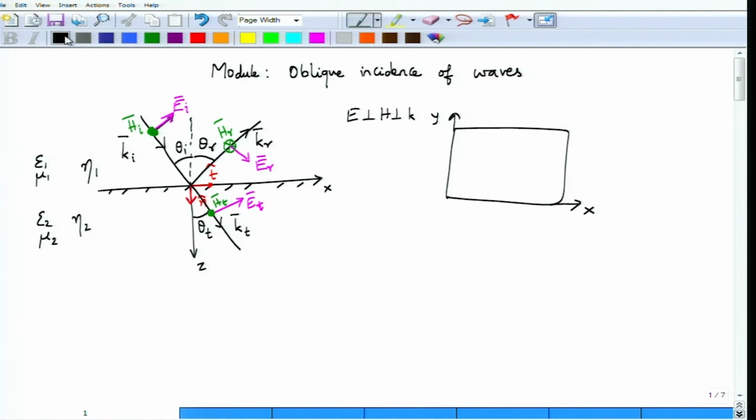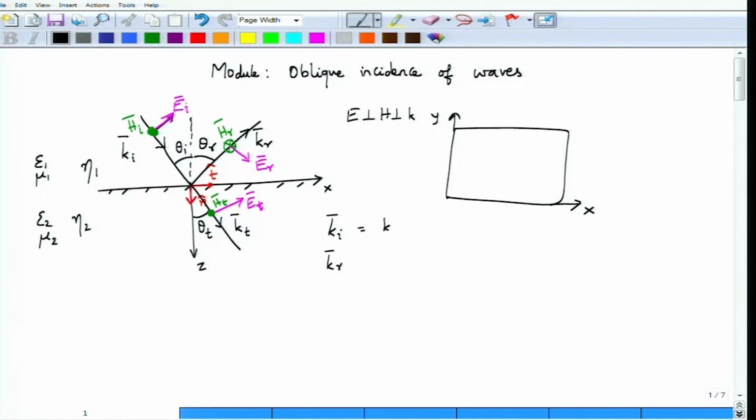Before we proceed further, let us write down what these ki, kt and kr are. So what is ki? ki will have two components. One component will be along the z direction and the other component will be along the plus x direction. What are those components?